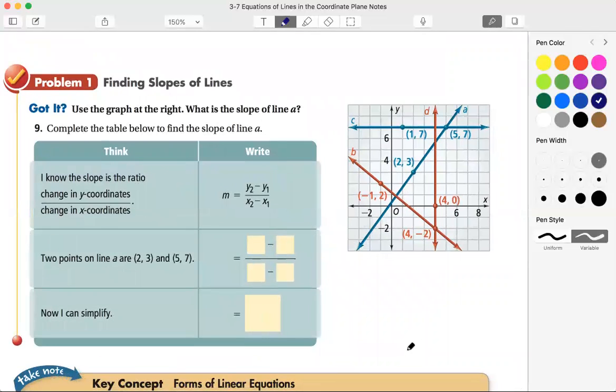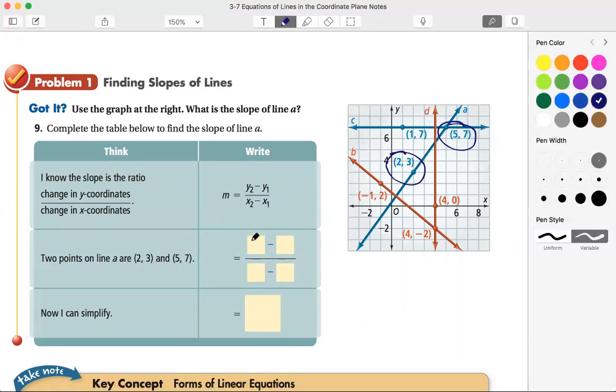So complete the table below and find the slope of line A. So here's line A. I know the slope is the ratio of the change in the y-coordinates over the change in the x-coordinates, which is the definition m equals y2 minus y1 over x2 minus x1. The points on line A we're going to use are 5, 7, and 2, 3. We're going to plug in those points.